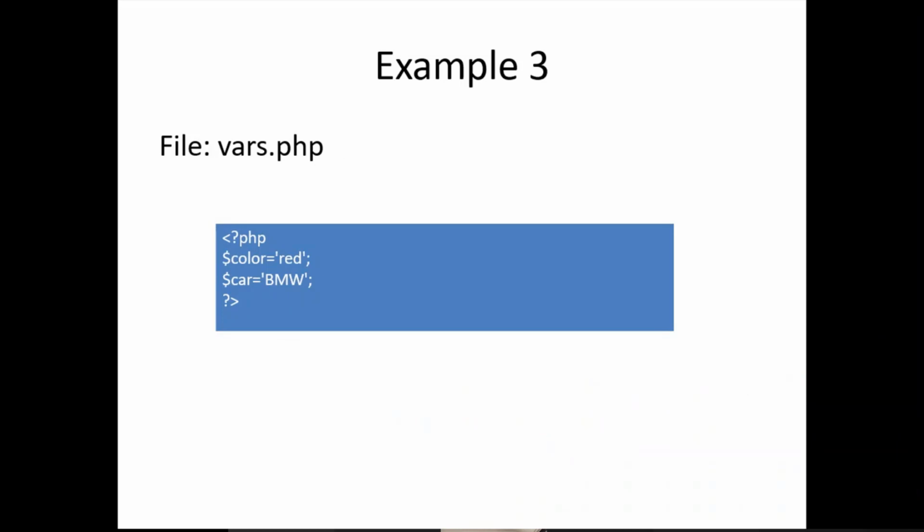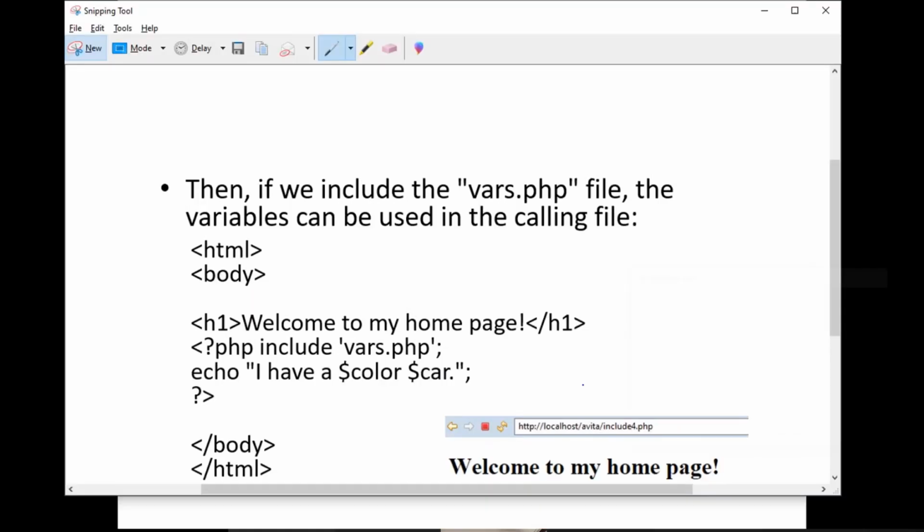So example 3, we have one file wheres.php. Wheres.php is having code with the starting tag and the ending tag, and then the color is being defined as red and car is being defined as BMW. So this is one file. We have entered the color, we have set the value for car, and we have saved this file. So in another file, we are including the wheres.php file, and we are firing out the echo statement.